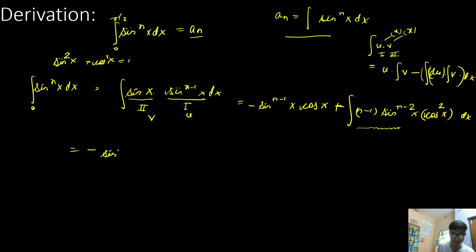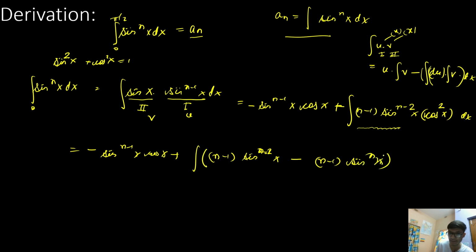that is minus of sin n minus 1 x into cos x plus, and if I take this cos square x as 1 minus sin square x, then I am going to get the result as n minus 1 sin की power n minus 2 x minus of n minus 1 sin की power n x dx, and the whole thing will be dx. So what I see over here, this particular thing is actually A of n, and this one is A of n minus 2.